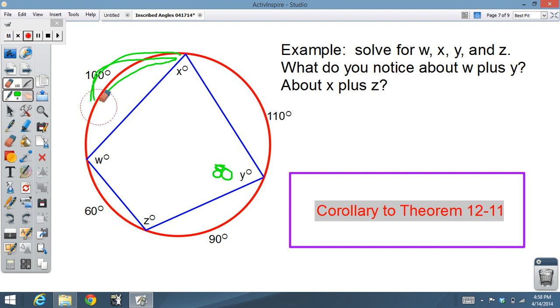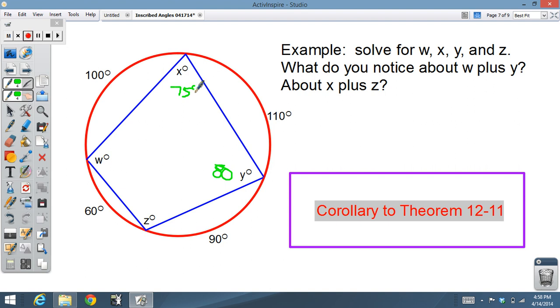Let's look at the next one. Let's check out these two right here. 60 plus 90, that tells me it's 150. Intercepted, the inscribed angle that corresponds to it is x. Therefore, x must be half of 150, or 75.